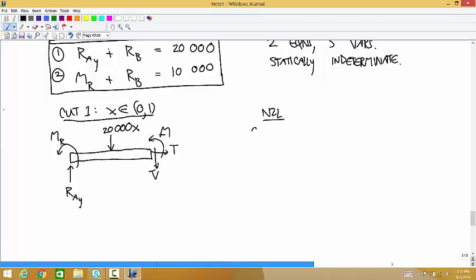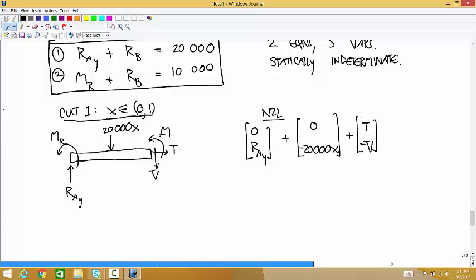So Newton's second law says 0 R-A-Y plus 0 negative 20,000 X plus T negative V is equal to zero. So T is 0. We don't care about that. We do need this V, though. So V is equal to R-A-Y minus 20,000 X.